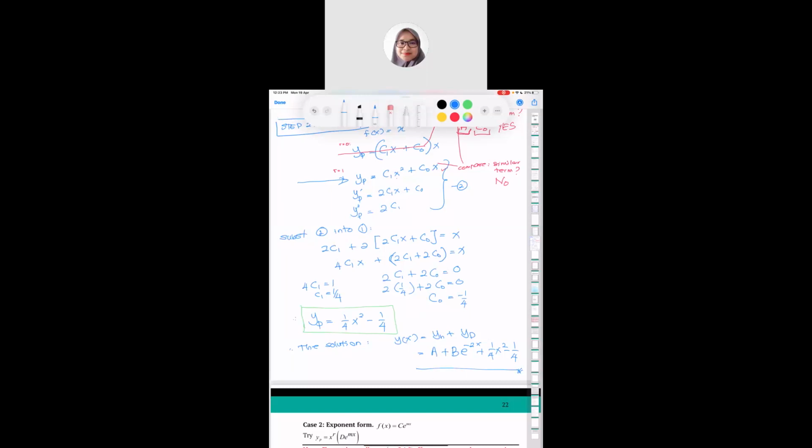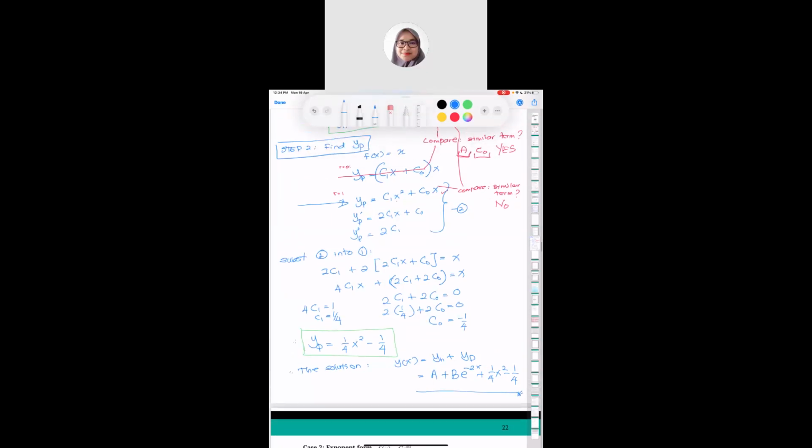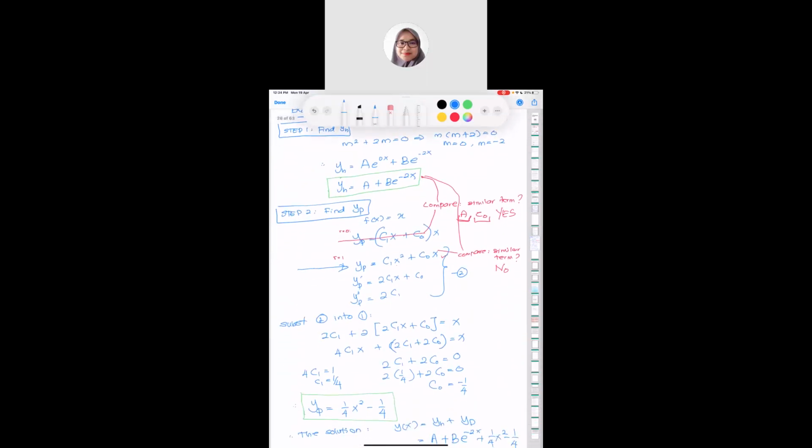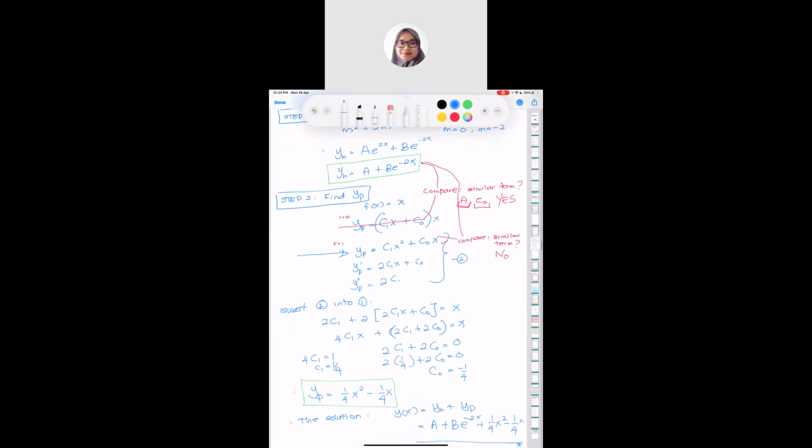Doctor, the YP for example 16, should it be 1 over 4 x squared minus 1 over 4 x? Yes. Sorry. Yes, this is x. Thank you. So this should be x. Okay, masuk balik dalam equation this one. Okay, so it should be x there. Thank you.